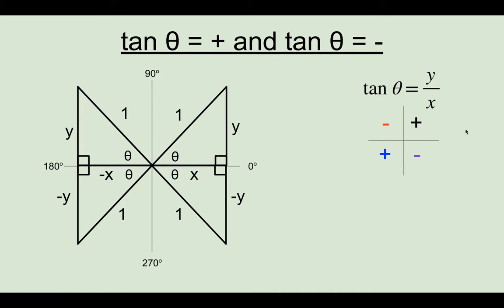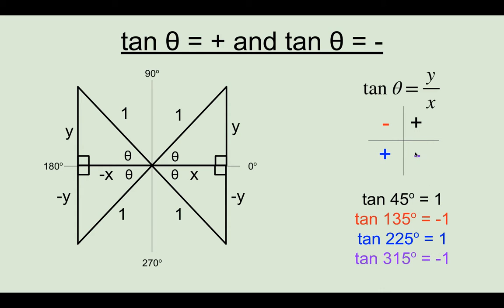Well, let's try them. So tan of 45, first quadrant, positive. Tan of 135, second quadrant, negative. Tan of 225, third quadrant, positive. And then tan of 315, fourth quadrant, negative. All right? So those are our sign charts.